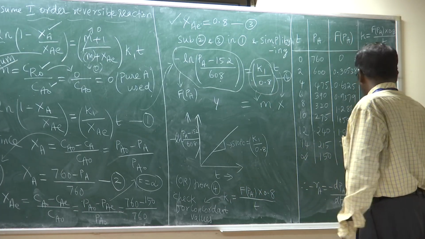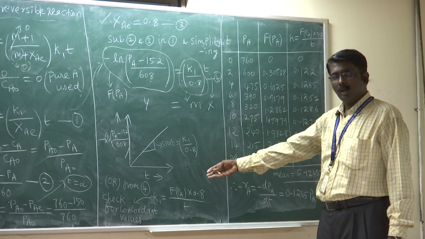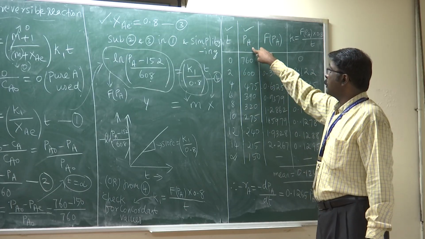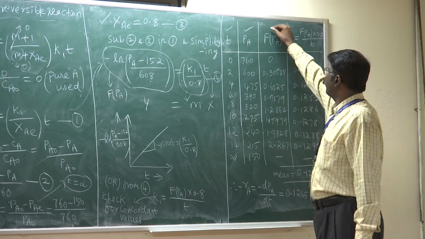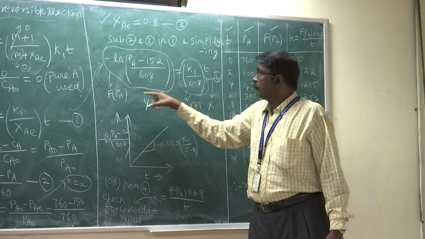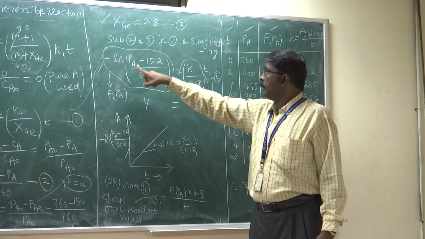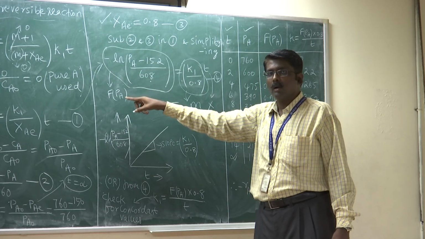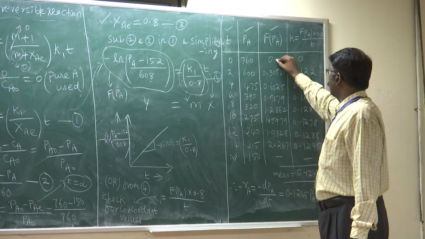Now here I have done the problem with the second approach, that is, checking the consistency of the K value. These two columns, P versus PA, are the given data for us. Then we need to find the function of PA, which means this logarithmic term. When PA is equal to 760, substitute this value here and find the value of this function. That value is reported here as 0.